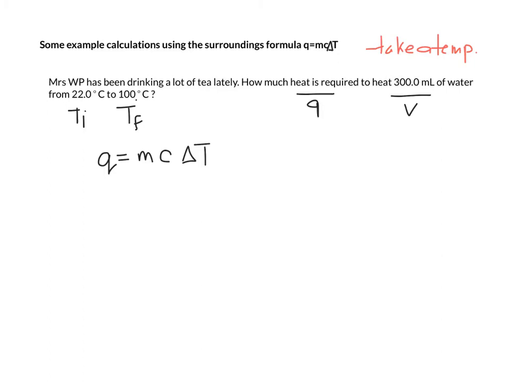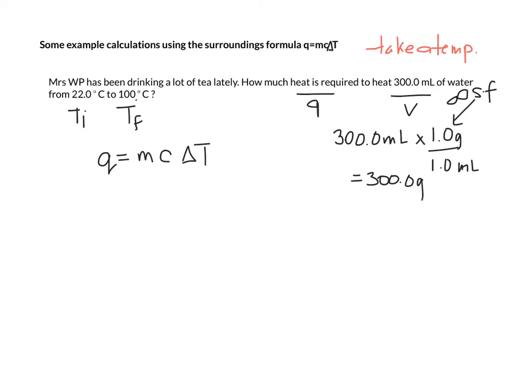We need mass of our surroundings for this question, but I'm given the volume of the surroundings. So you actually have to convert and show your conversion if you want full marks, of your volume to your mass using the density of that liquid. For water, there's 1 gram for every 1 milliliter, and you're going to assume that any conversion factor has an infinite number of significant figures, so it will not affect your rounding in your final answer. So this gives us 300 grams of water. So now we're going to plug that in.